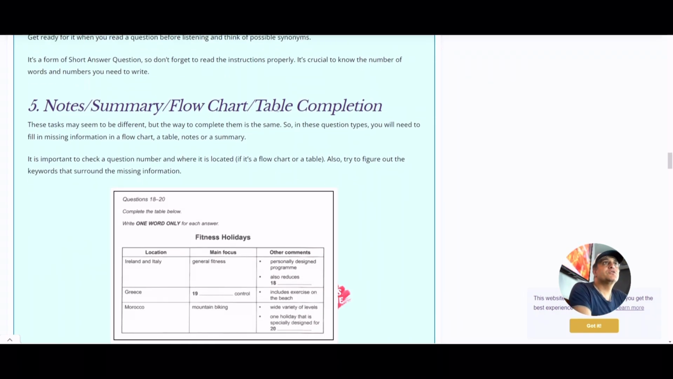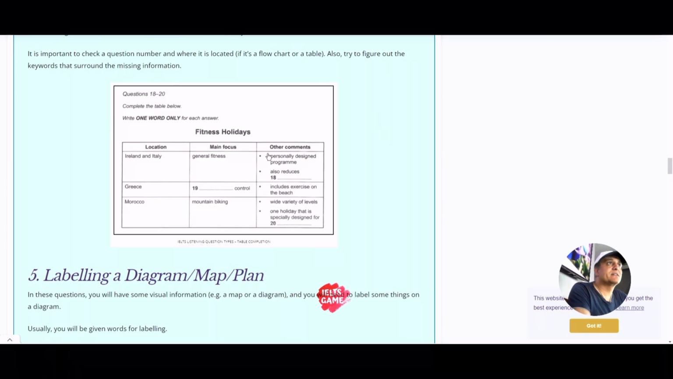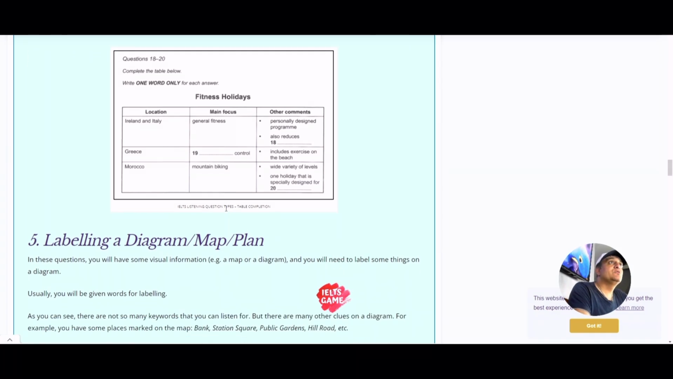Notes, summary, flowchart, table completion. You will find something like that. This is the country, location, island, and general fitness. Other comments: Greece, control, Morocco, mountain biking. You will find this kind.